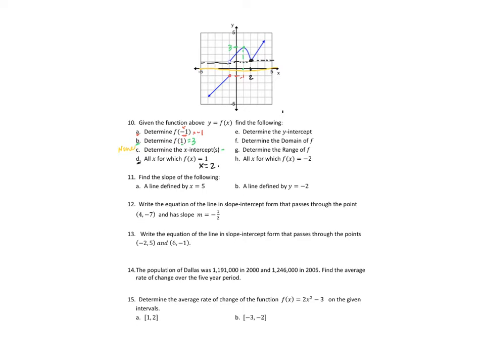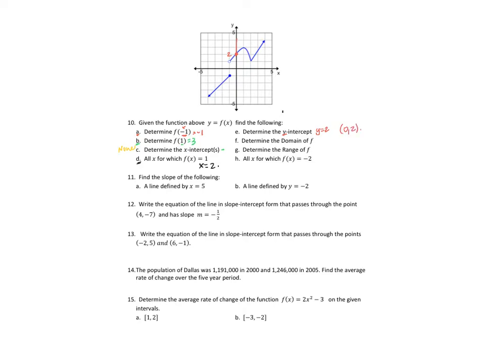Okay, so for the next one, let me erase the graph here so I can see. Determine the y-intercept. So the y-intercept is going to be where it crosses the y-axis. I can see that happens right here when y equals 2. So I can say y equals 2. Or if you want to write it as a point, you can write (0, 2).